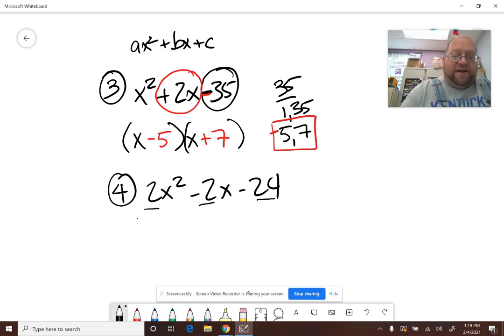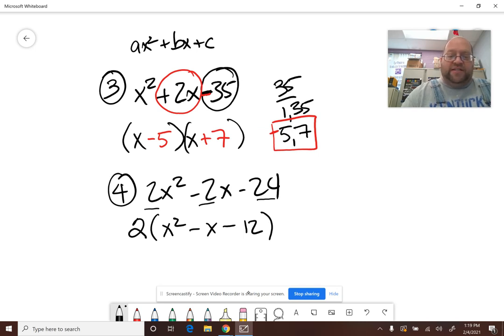So watch what happens if I pull a 2 out to the front. Now what I have left is 2 times x squared would give me 2x squared. 2 times a negative x would give me negative 2x. And 2 times negative 12 would give me negative 24. So this here is equivalent to that. The only difference is now I factored out a 2, and now I have a quadratic inside of these parentheses that has a factor of 1 right here for the A term, okay?